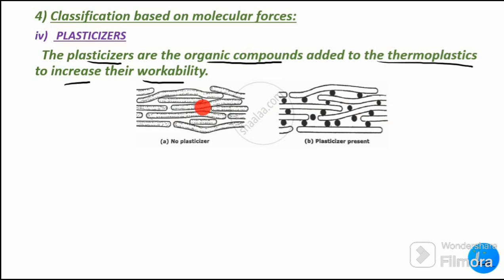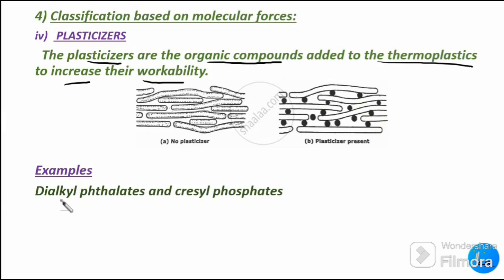See, this is a schematic representation. This is the image of a thermoplast without a plasticizer. On adding plasticizer, it becomes a little flexible. Some examples of this category are dialkyl phthalate and cresyl phosphates. Actually, we all know PVC, polyvinyl chloride, and it is a tough thermoplast. It is made workable by the addition of dibutyl phthalate, which makes it soft and easily moldable. Understood, students?